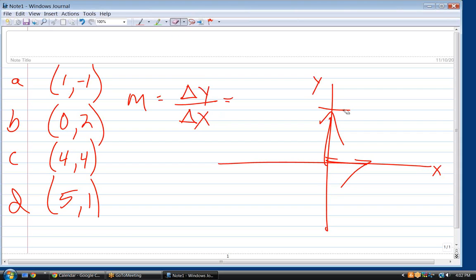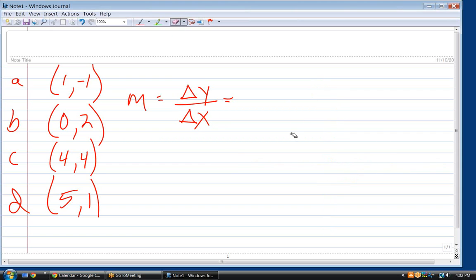Well, what does the change in y mean? It means y sub 2 minus y sub 1. The change in x means x sub 2 minus x sub 1. So all we have to do is fill in. What is y sub 2 minus y sub 1? Probably the way you should label these is that's y sub 1, that's x sub 1, this is y sub 2, and this is x sub 2.